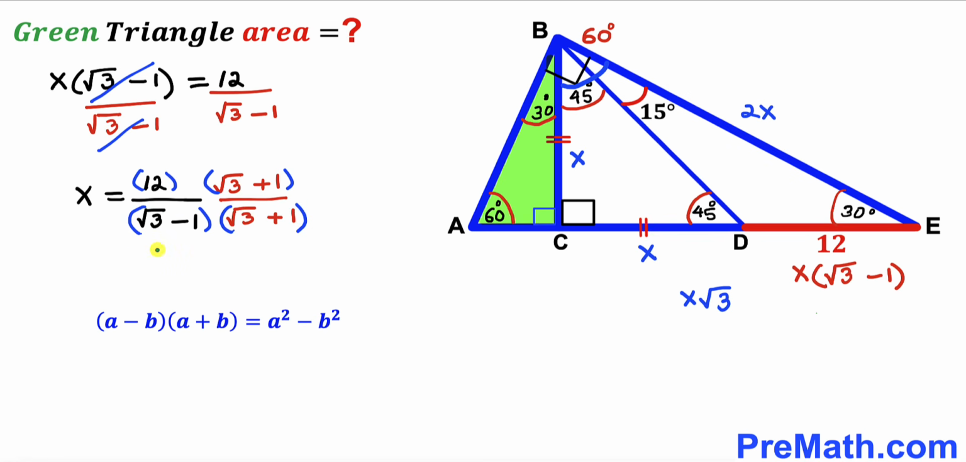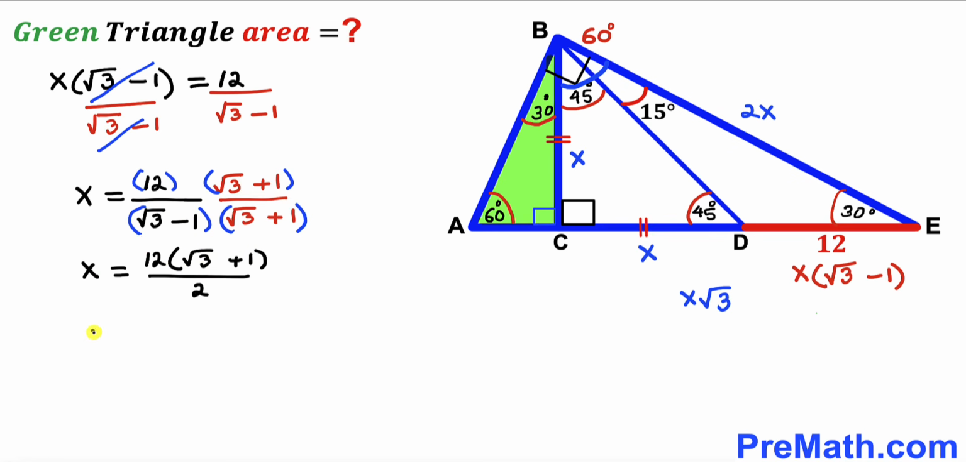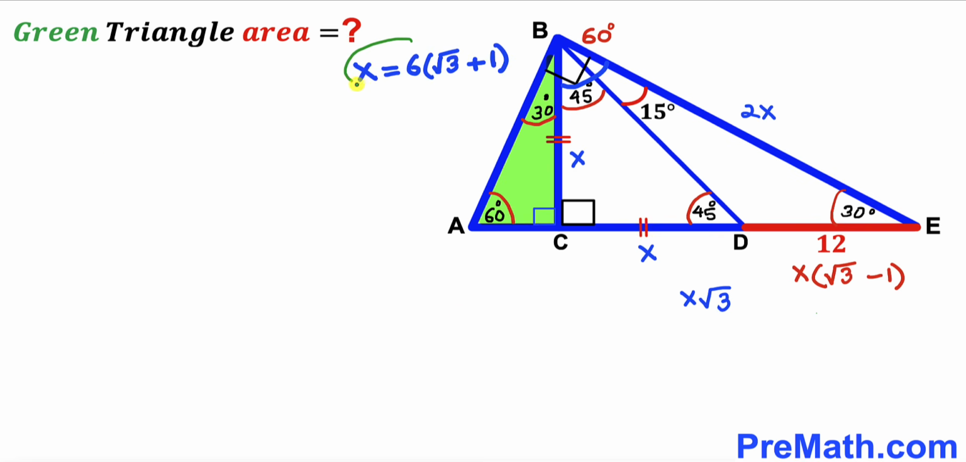So therefore we can write the denominators as square root of 3 squared minus 1 squared. So that's going to give us 3 minus 1, and that is going to be equal to 2. So thus this denominator could be simplified to simply 2. And if we reduce this one, our x value is going to be simply 6 times the square root of 3 plus 1. So thus our x value turns out to be equal to 6 times the square root of 3 plus 1. And finally we are going to focus on this green shaded triangle BCA.